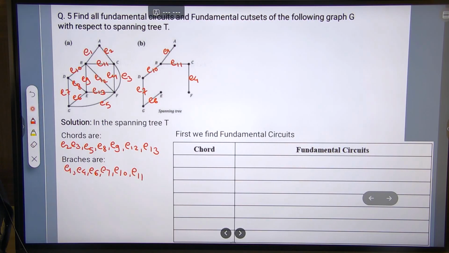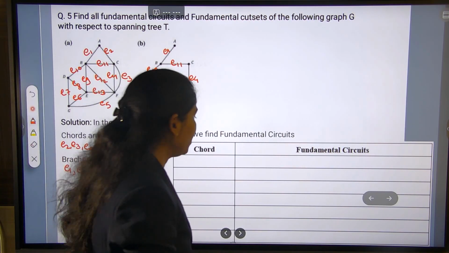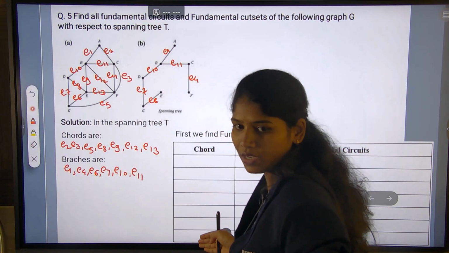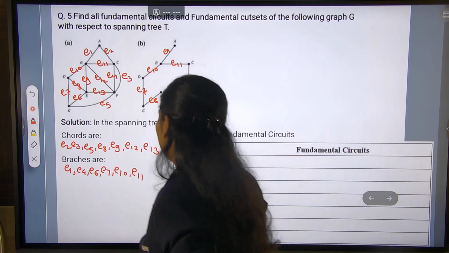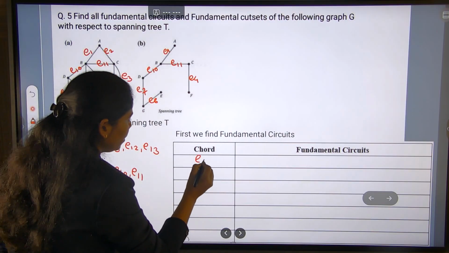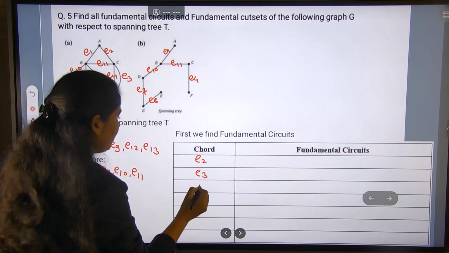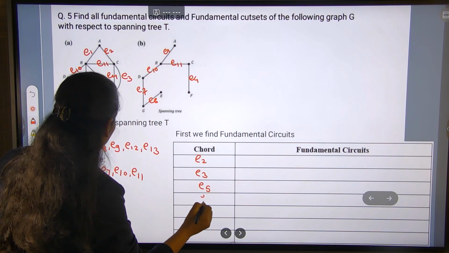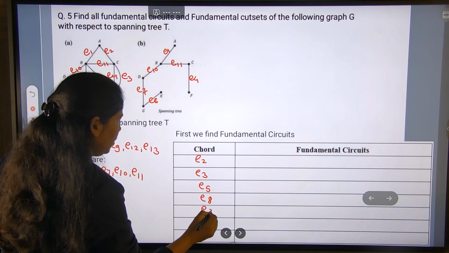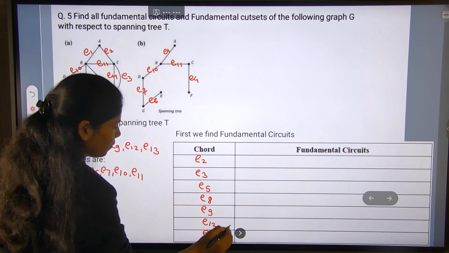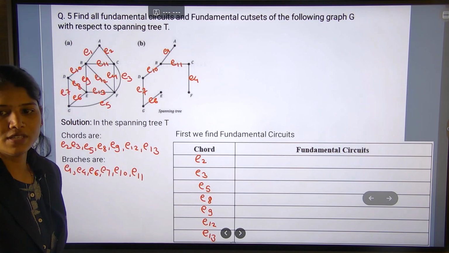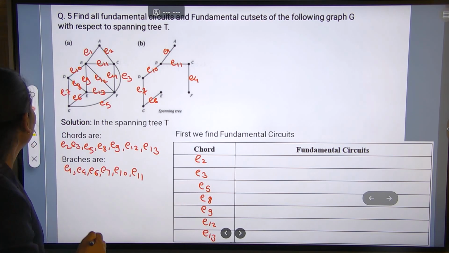Okay. For fundamental circuits we need to write down all the chords here. Write down the respective fundamental circuits for each chord. So chords write down here: E2, E3, E5, E8, E9, E12, E13. Find out the fundamental circuits for each chord.